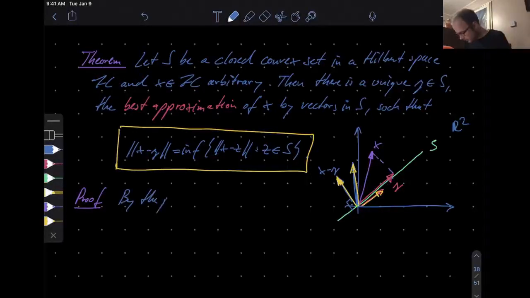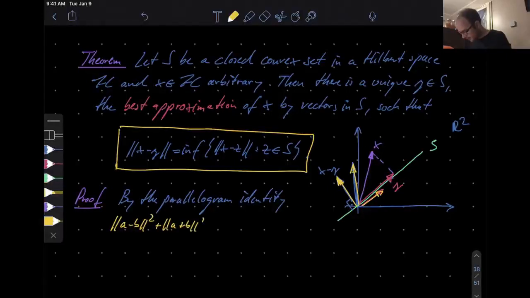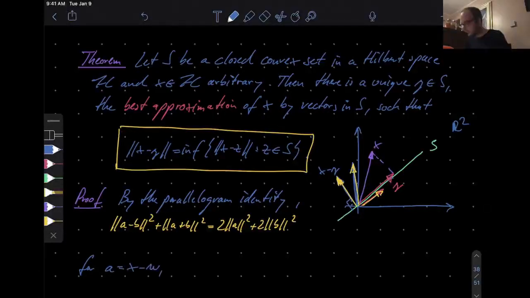By the parallelogram identity, so let me quickly remind you of that guy. This was a minus b squared plus a plus b squared is twice a squared plus twice b squared. This is the parallelogram identity. Now here I will apply this for, this is sort of a warm-up computation what I'm doing right now. We will find now an identity that we will exploit several times in the proof.